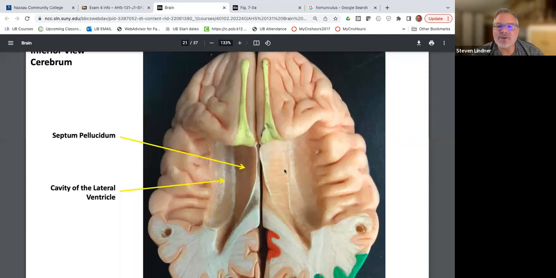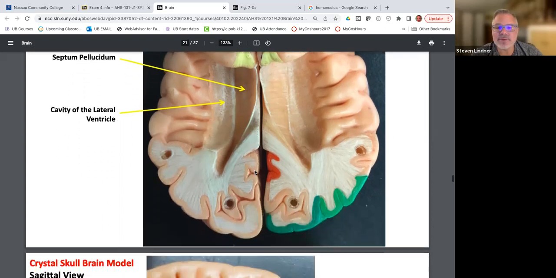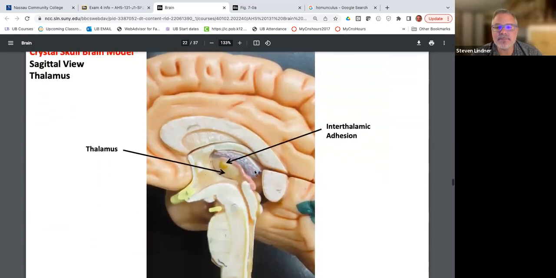When we look at the underneath surface, you see these indentations. This is really the two cavities, the two indentations or cavities for each lateral ventricle. It's perfectly contoured to fit in both hemispheres. And then this membrane is part of the septum pellucidum, which separates the two lateral ventricles from one another.